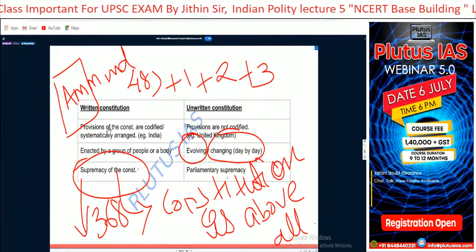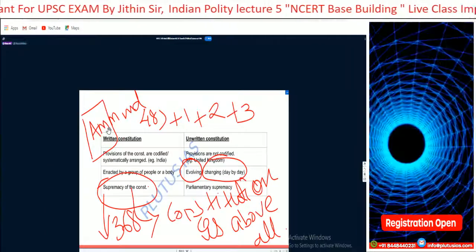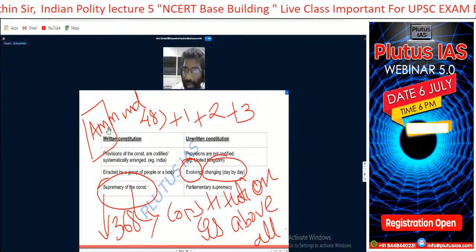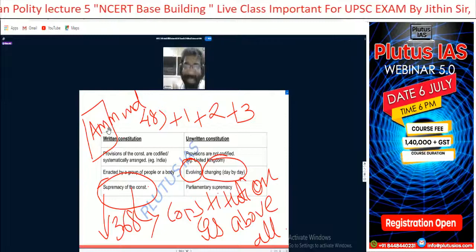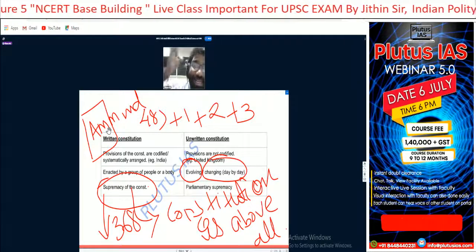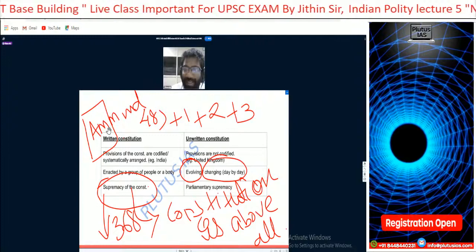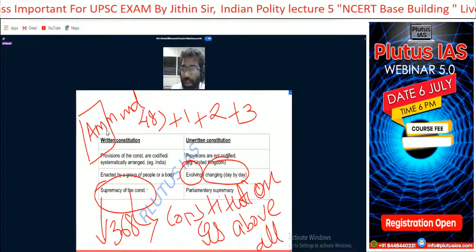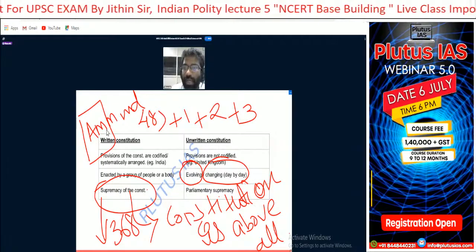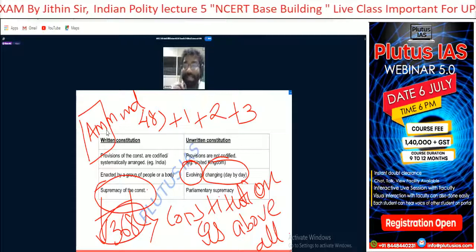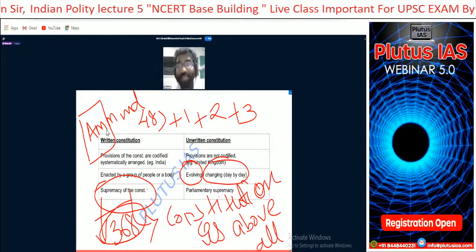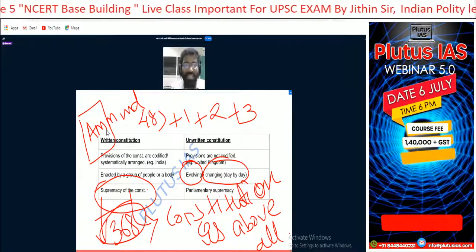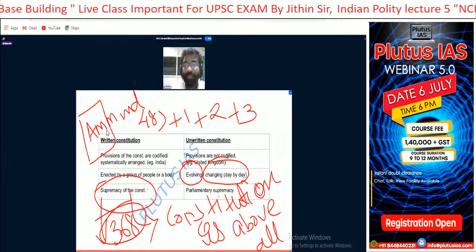Okay, wait. In a written constitution, the constitution is above all, that means there is supremacy of the constitution. Is it clear? Now, according to Article 368, the process of amending the constitution is written in the constitution itself. That means there is no one above the constitution. Every process to bring about a change is written in the constitution itself.